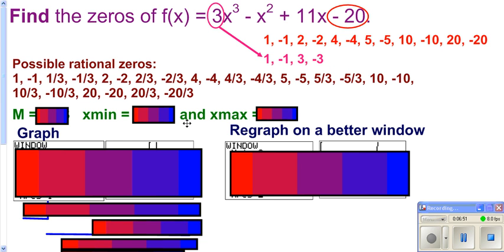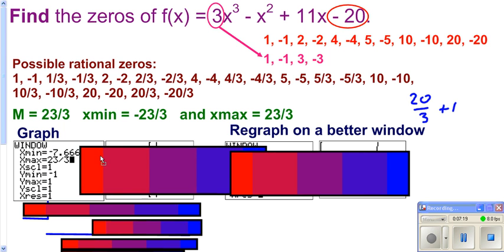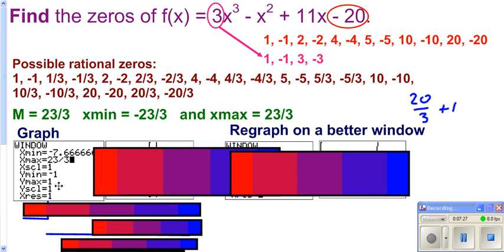You then want to go ahead and find m. Remember, m is your largest coefficient or constant, which is the 20, over your leading coefficient, plus 1. So when you do that, you end up getting m to be 23/3. So your x minimum on your calculator will be -23/3, and x max will be +23/3. So now we want to go ahead and graph that, making sure you set up your window to -23/3 and +23/3, with your y's just below and just above. You then want to graph that.